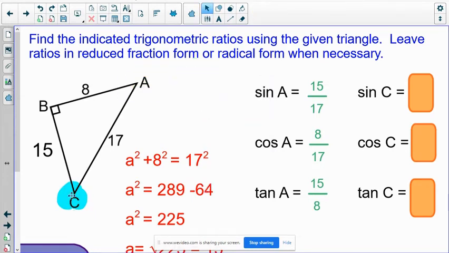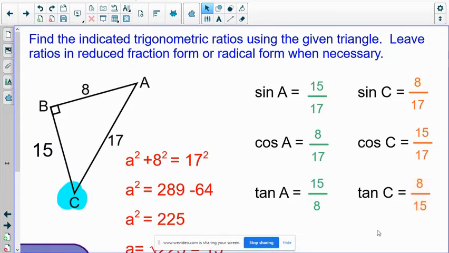So if I focus on angle C, across from it is 8, hypotenuse is 17. The cosine is next to it, which is 15. Why did I not use 17? Because that's not next to it, because 17 is the hypotenuse. So next to it is 15. Hypotenuse is 17. And then the tangent is opposite, all the way across is 8. Adjacent is 15.